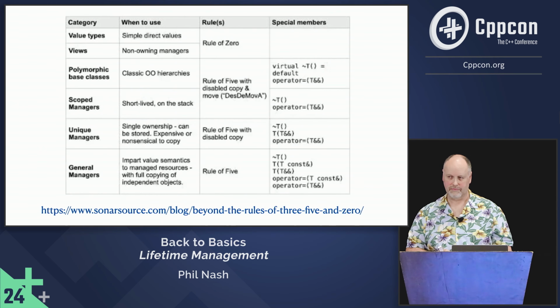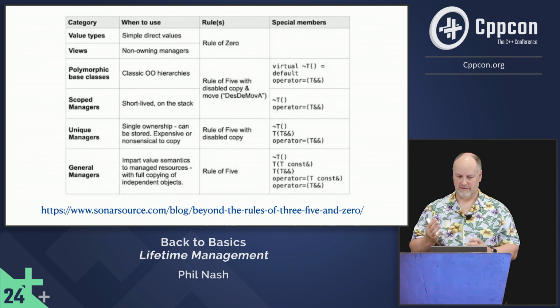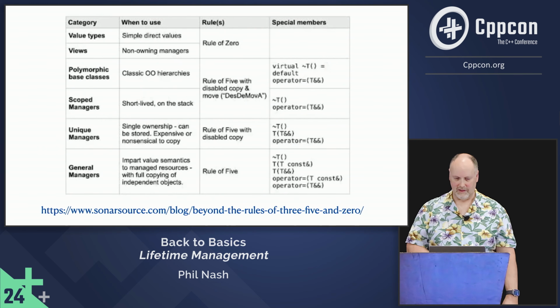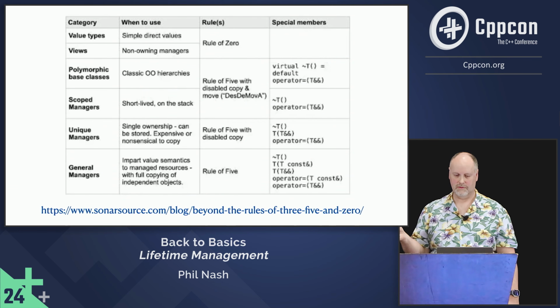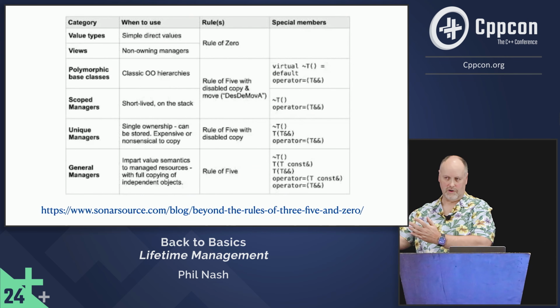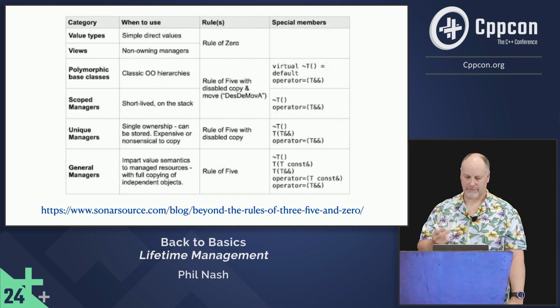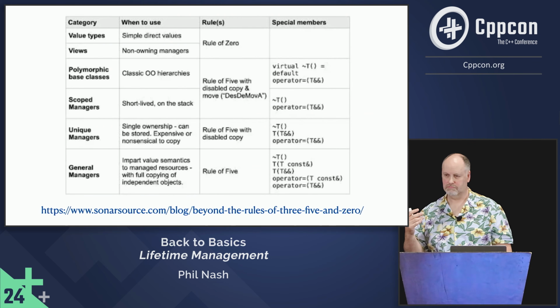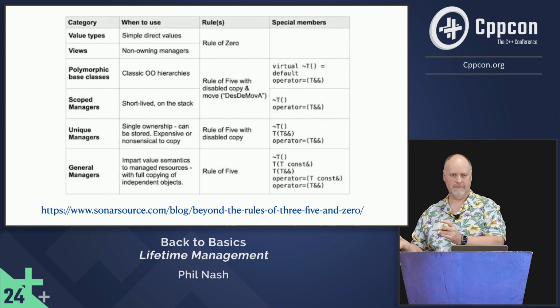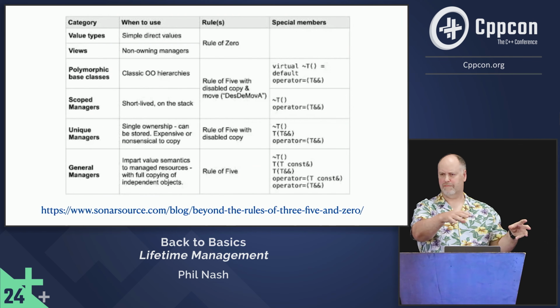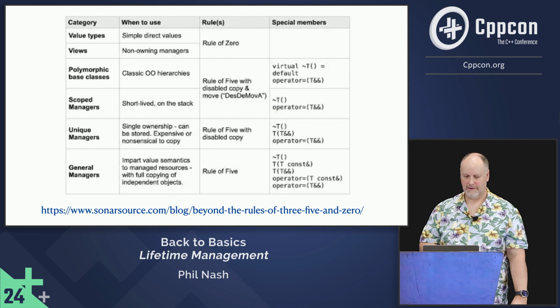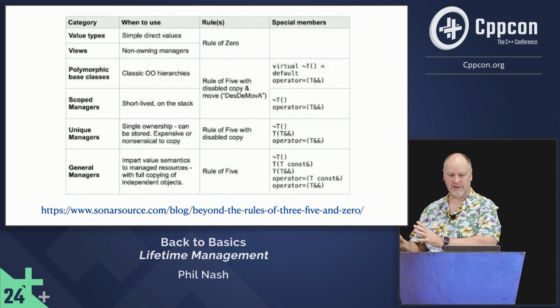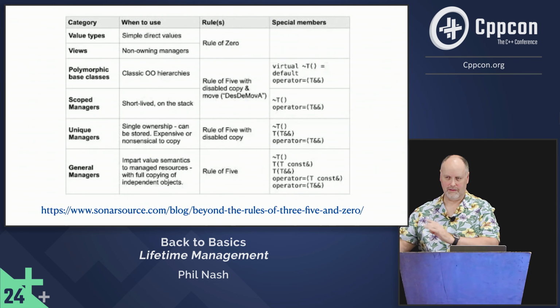So the simplest ones at the top are value types. Simple direct values, ints, strings, that sort of things. They follow the rule of zero. Or rather, if you use them, then you follow the rule of zero. Views are non-owning managers. So they do actually deal with raw memory usually, like string view or span, mdspan. So they also follow the rule of zero because they don't actually manage ownership.